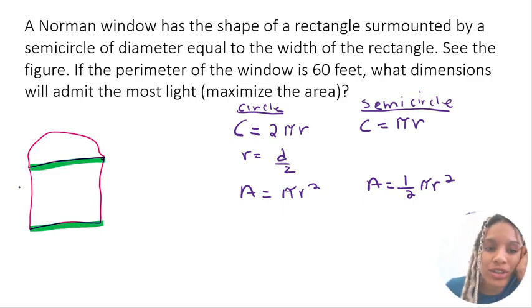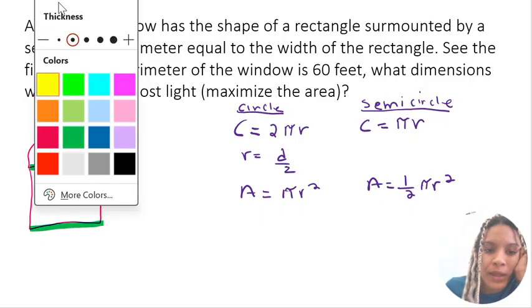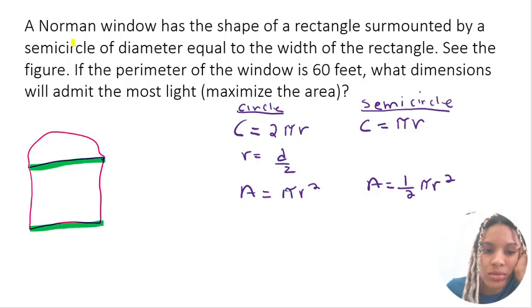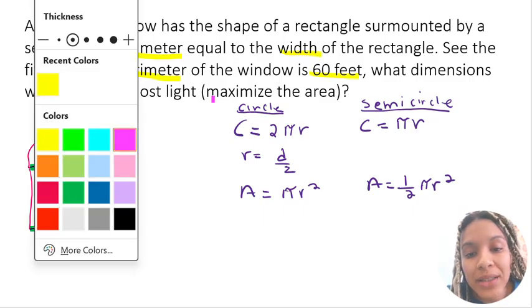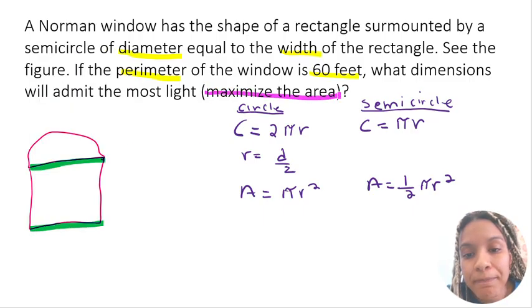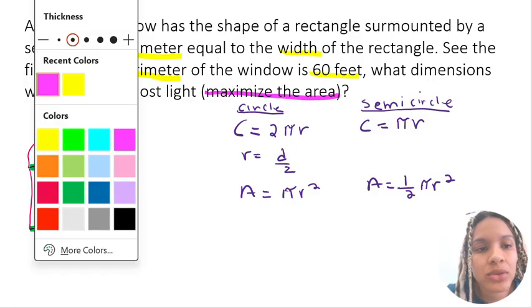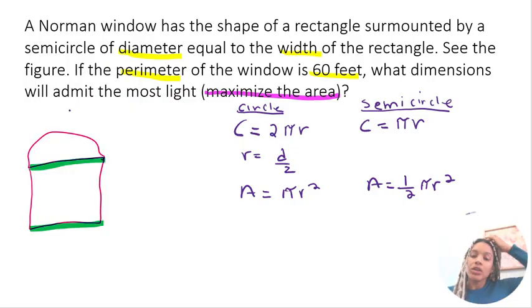So this is the shape that we're given, right? And we know the diameter equals the width. We know that the perimeter is 60 feet. Okay, and we need to maximize the area. So what do we need to do?